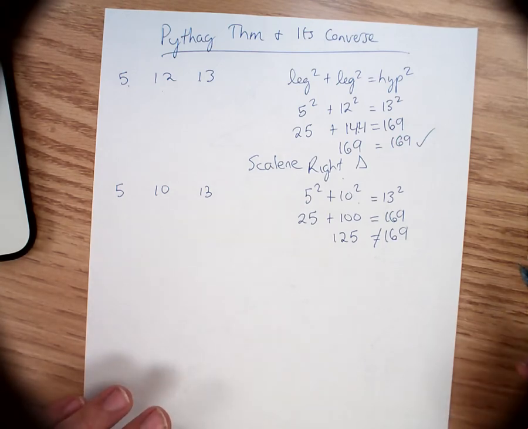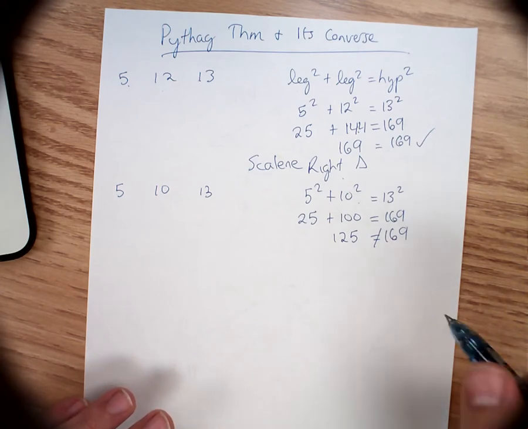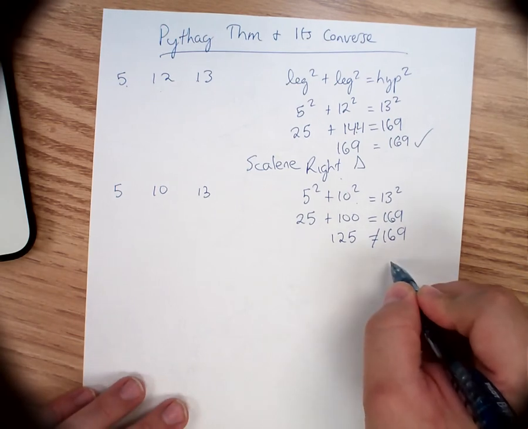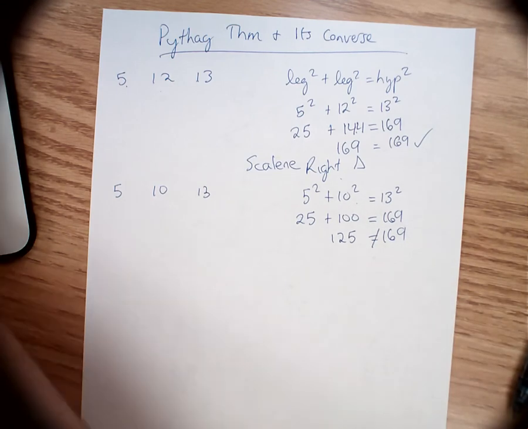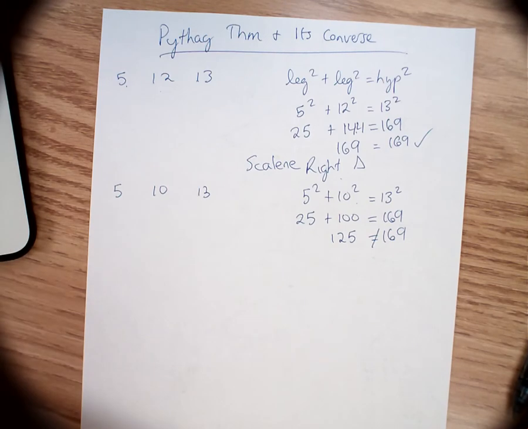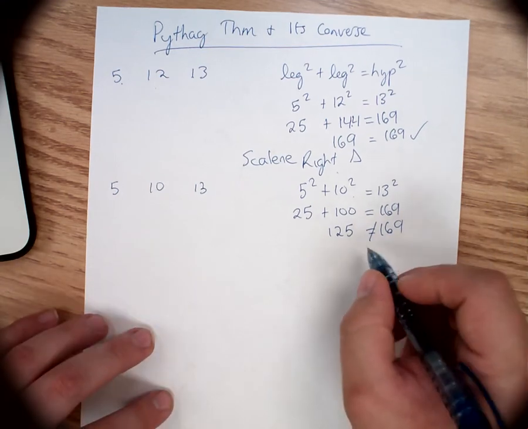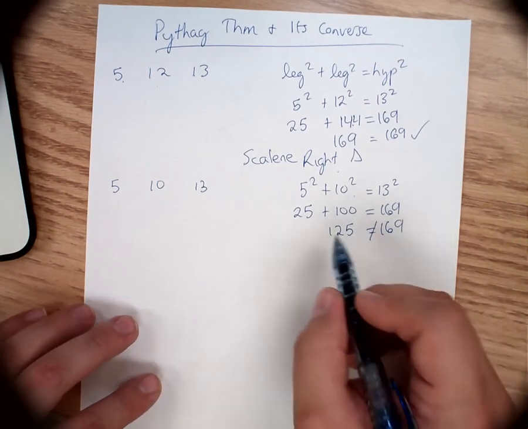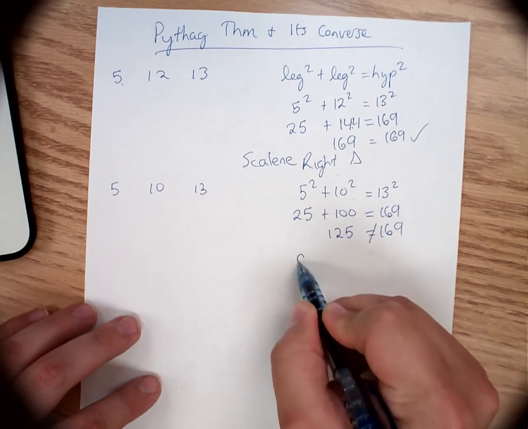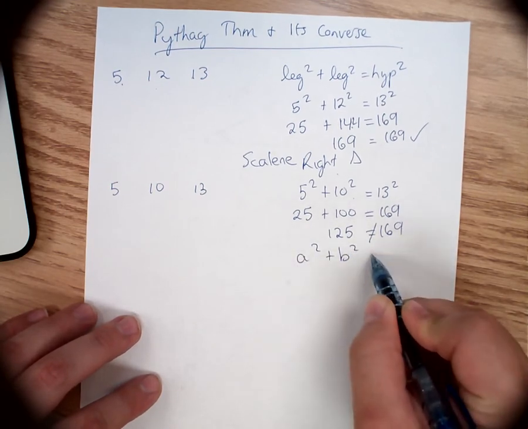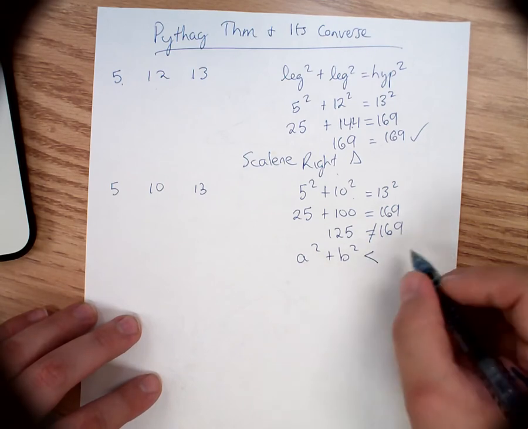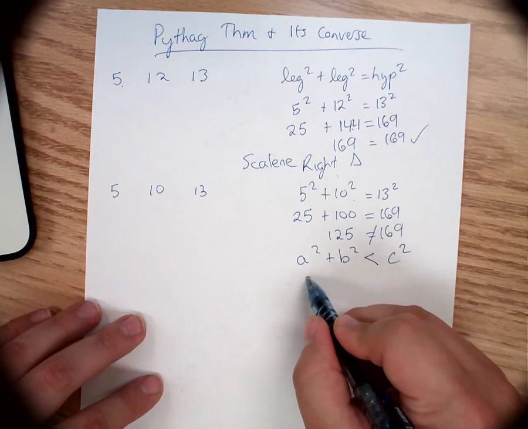And hopefully, if you remember this, and since I'm on pain medicine right now, I'm making sure that I'm telling you this right. Yeah, okay, I am right. That it gives you an obtuse triangle. So if your leg squared plus your leg squared is less than your hypotenuse squared, you have an obtuse triangle.